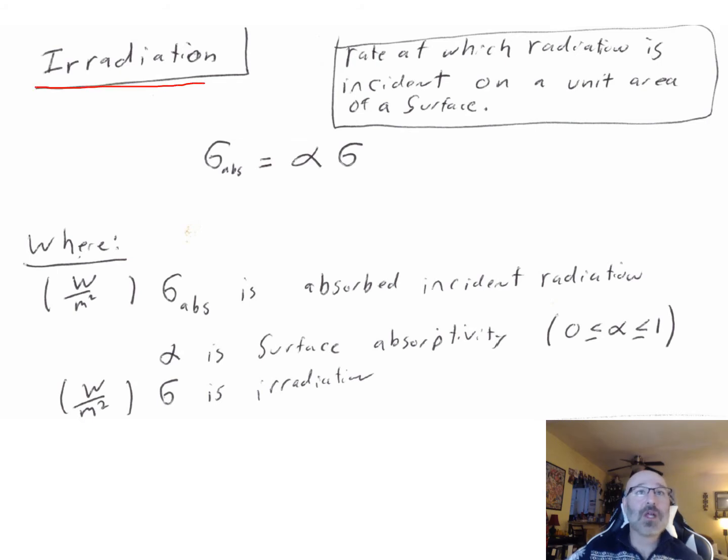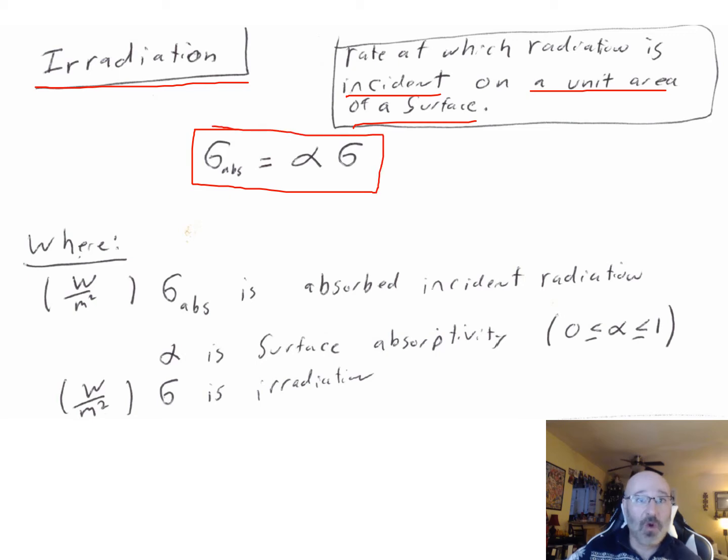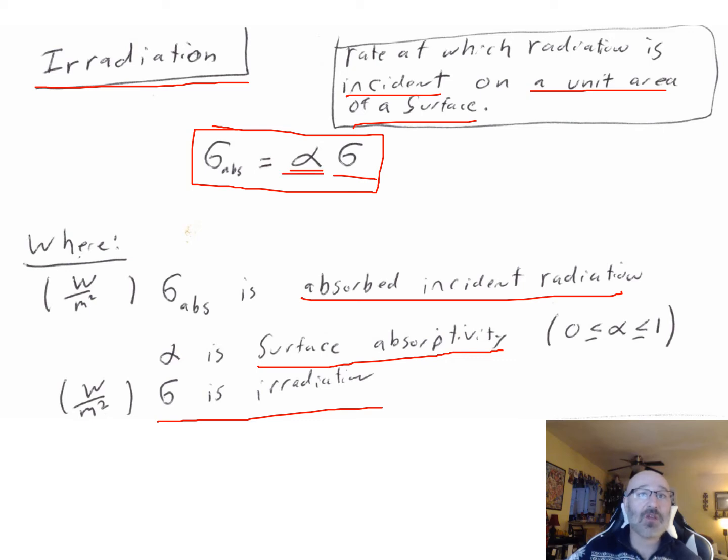So now moving on to irradiation. Irradiation is the rate at which radiation is incident on a unit area of a surface. So we have our governing equation here: G_abs, or absorbed incident radiation, is equal to alpha times G, where alpha is our surface absorptivity and G is our irradiation. Alpha is going to be between 0 and 1 and unitless. G_abs, our absorbed incident radiation, has units of watts per meter squared, and G has units of watts per meter squared. So if alpha is unitless and these two both have the same units of watts per meter squared, that is our unit analysis.